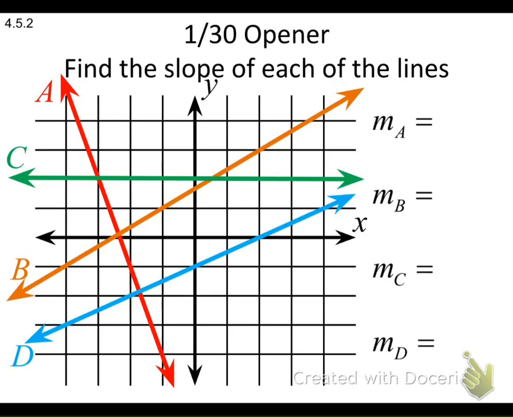So on your opener, you need to find where line A is. Line A goes from the top left to the middle of the graph. If you're looking at line A, it's going at a downward angle. What kind of slope is that? Is it going to be negative, positive, zero, or undefined? It's going to be a negative slope.